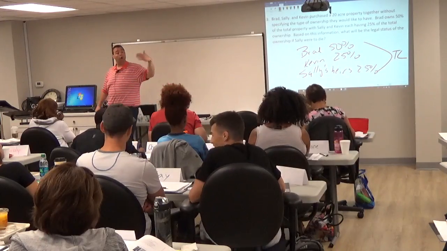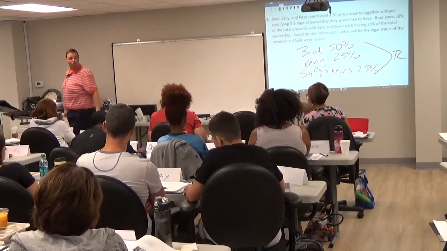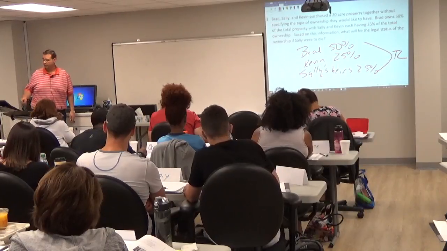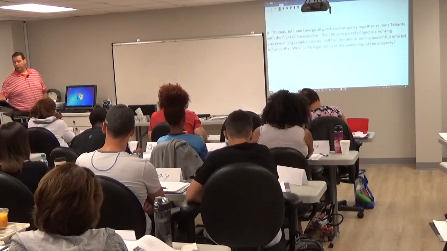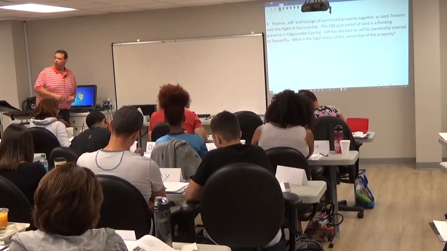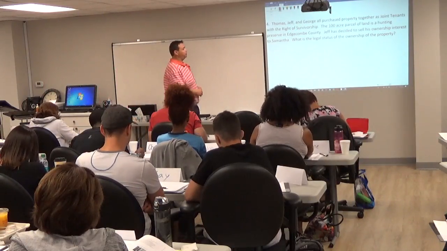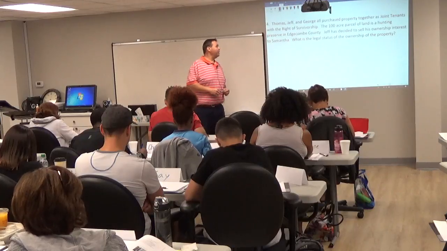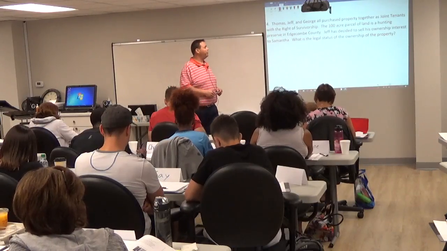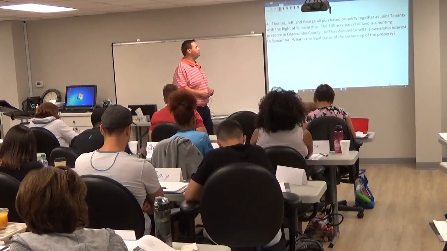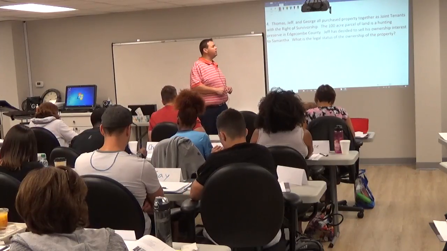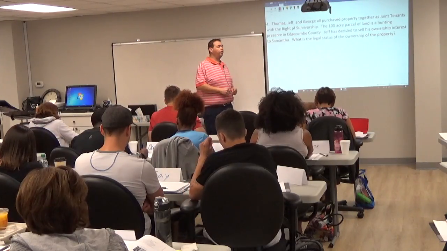That's kind of why we do it open-ended, so you have to think through all the different possibilities. All right. Number 4, Thomas, Jeff, and George all purchased property together as joint tenants with the right of survivorship. The 100-acre parcel of land is a hunting preserve in Edgecombe County. Jeff has decided to sell his ownership interest to Samantha. What's the legal status of the ownership of the property?